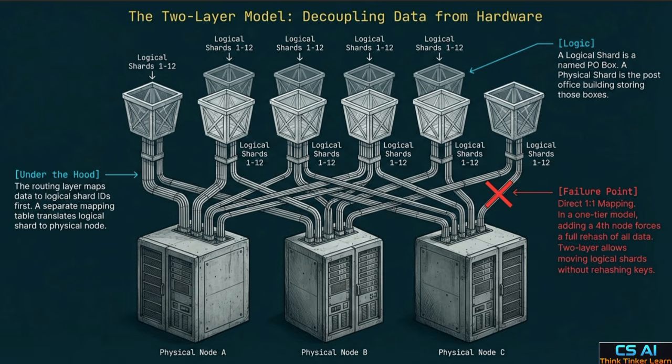This decoupling is vital. The failure point is always direct 1:1 mapping. In a one-tier model, adding a fourth node forces a full rehash of all the data. However, two-layer allows moving logical shards without rehashing the keys, providing much greater operational flexibility and reducing downtime for rebalancing.